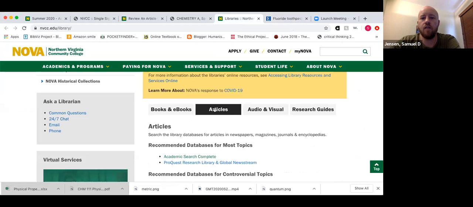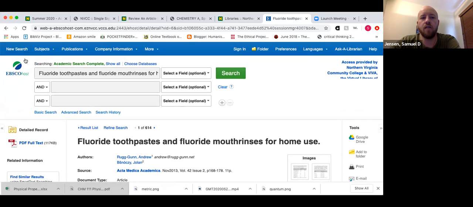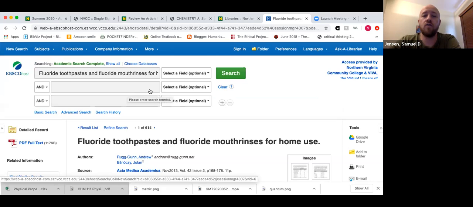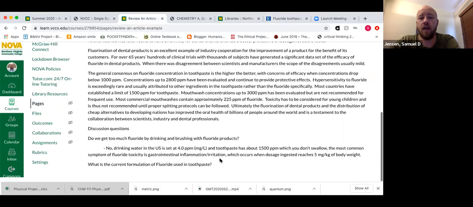From the articles, you can go to Academic Search Complete, and the EBSCOhost database should be able to get you any one of those. You just have to pick one that you find interesting out of the list.